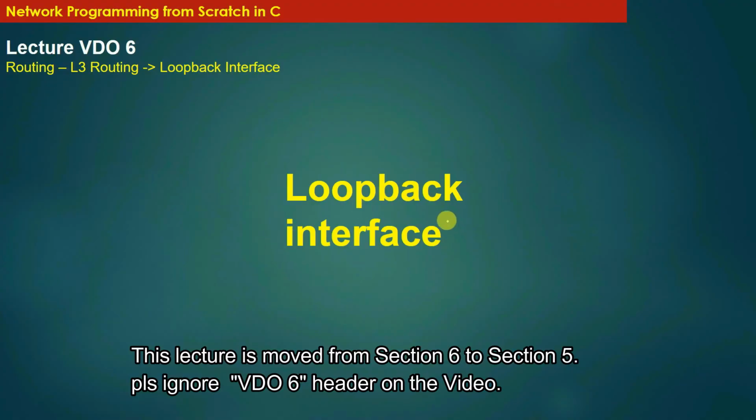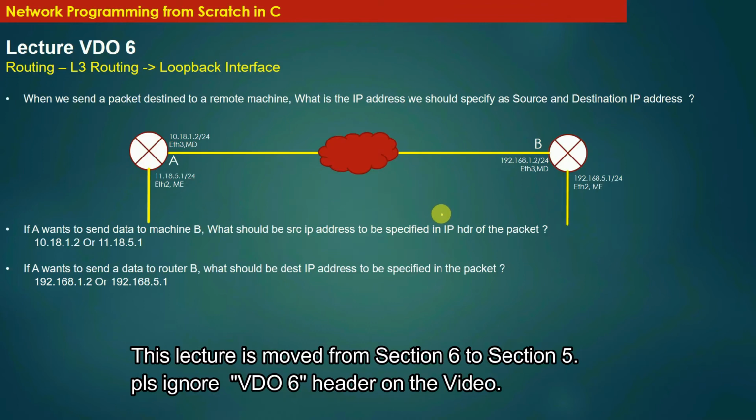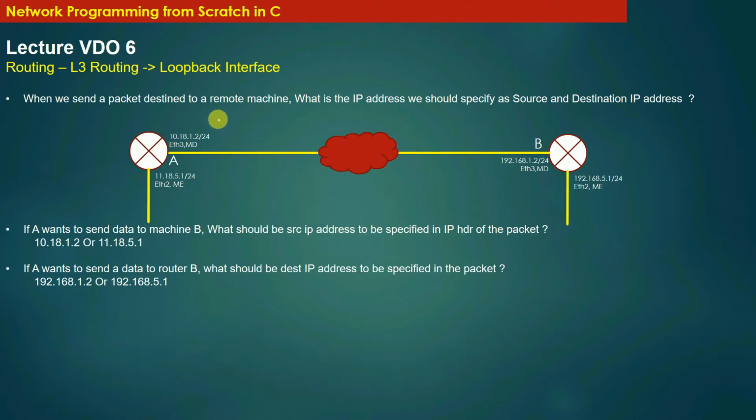So it is important that you have some idea about what a loopback interface is, how it works, and what the purpose of loopback interfaces is. When we send a packet that is destined to a remote machine, what IP address should we specify as the source and destination IP address?